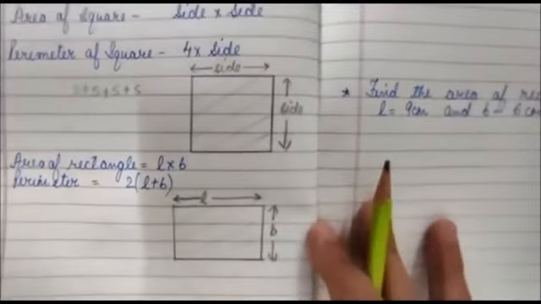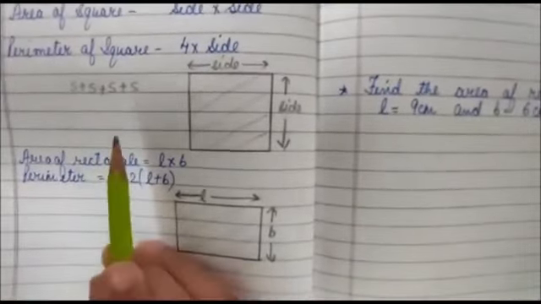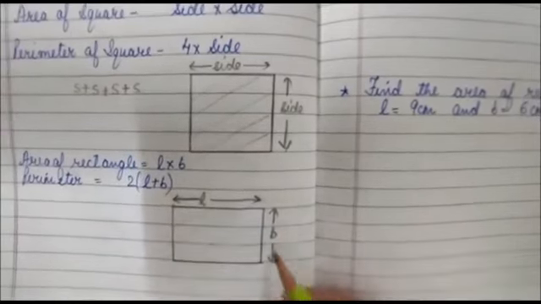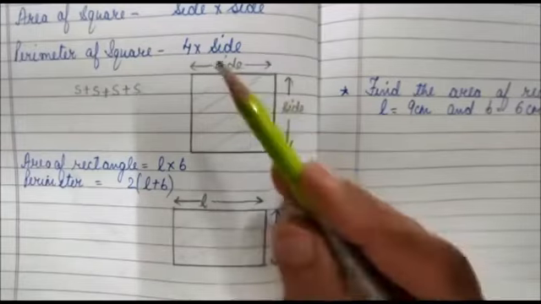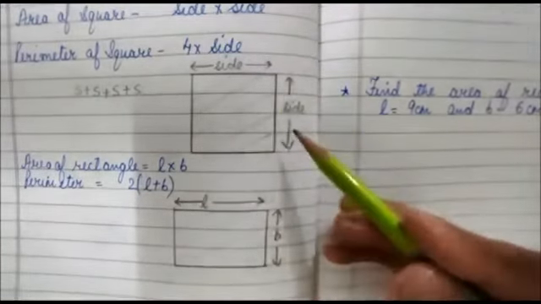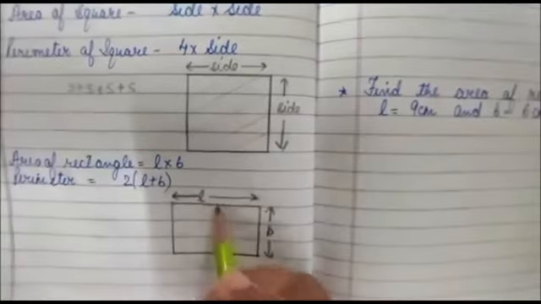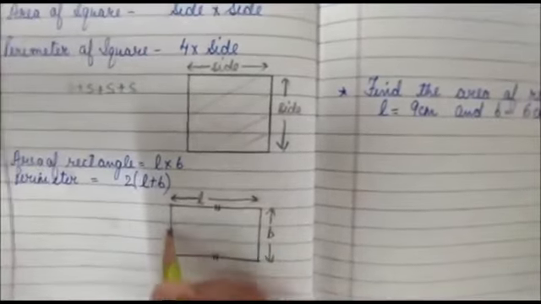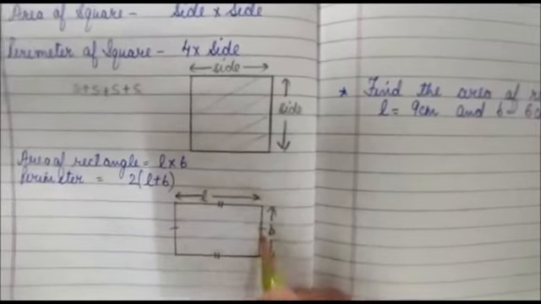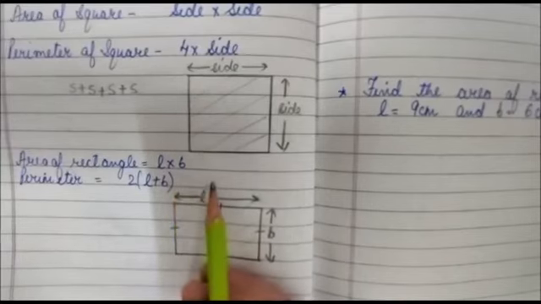Now let's come to the second shape, rectangle. Area of rectangle is length multiplied by breadth. As in square we used side into side because it has all the sides the same, in a rectangle only the opposite sides are equal. Length will be equal to the opposite length and breadth will be equal to the opposite breadth. So here the area will be length into breadth.